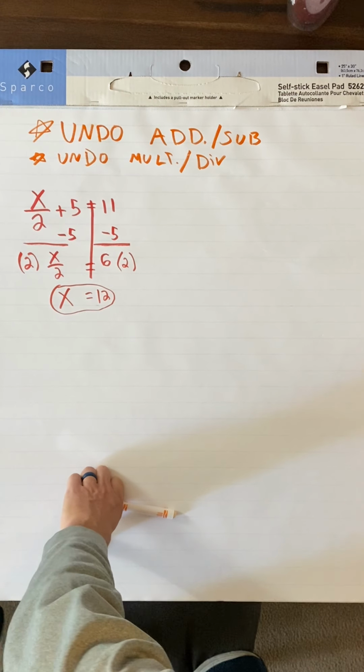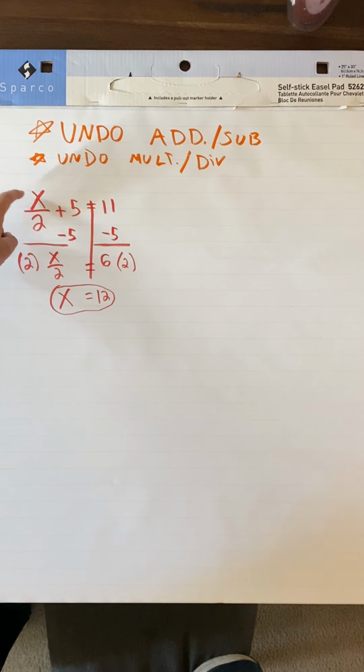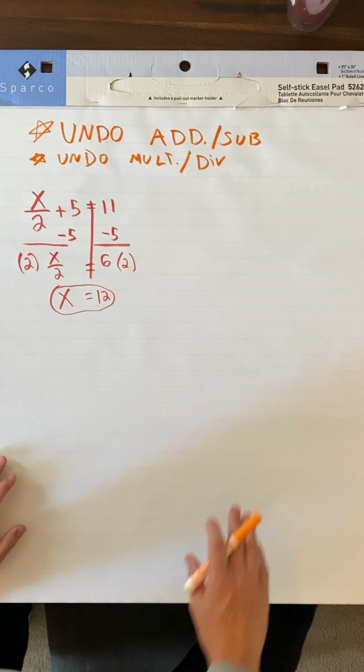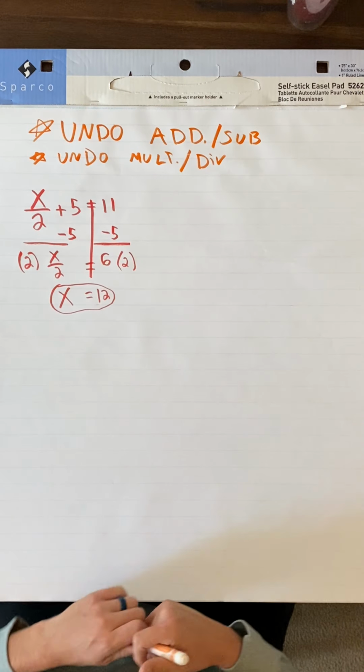If we want to check that, we could just plug 12 back in to the equation. Substitute 12 in for x and then find out what it equals. 12 divided by 2 is 6 plus 5 is 11. It would work.